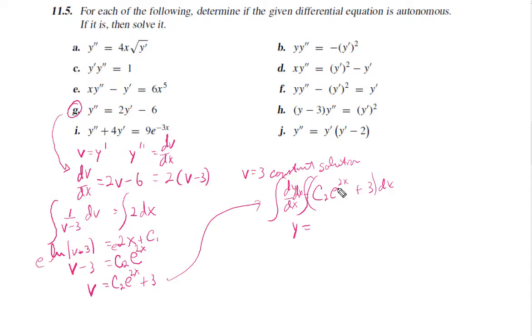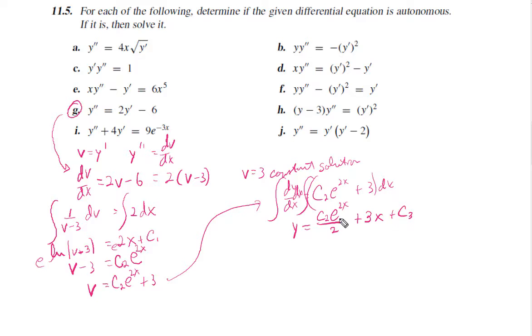The integral of e to the 2x would be e to the 2x divided by 2. So this would come out to be c2 e to the 2x over 2. And this one would be 3x, and then our second constant of integration, which we will refer to as C3. It's going to be a different constant than the C2 that we had earlier.